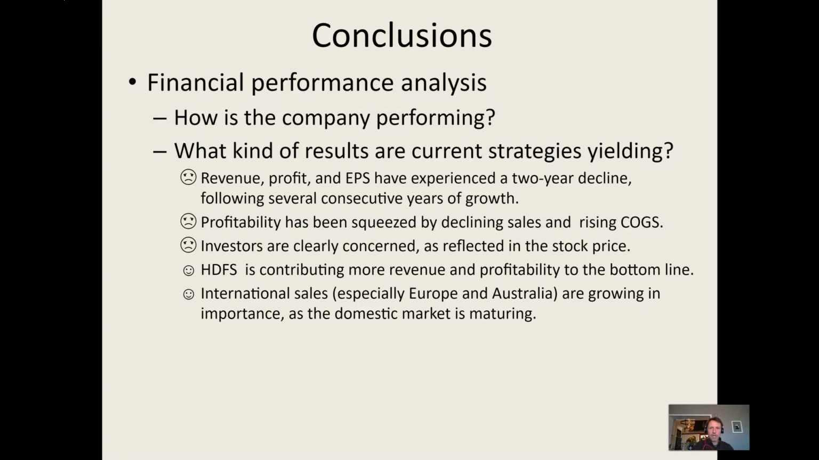So we're going to talk some conclusions on financial performance. Remember, you should now go and do this with your group for Tesla, and you should do this on your own for your company. So how's the company doing overall? What kind of results are the current strategies yielding? Revenue and profit and earnings per share have experienced a 2-year decline. So after years of growth, now they're declining. That's not ideal. Profitability has been starting to be squeezed by this decline in sales and a rise in the cost of goods sold. That's what COGS is, cost of goods sold. So also not the best news.